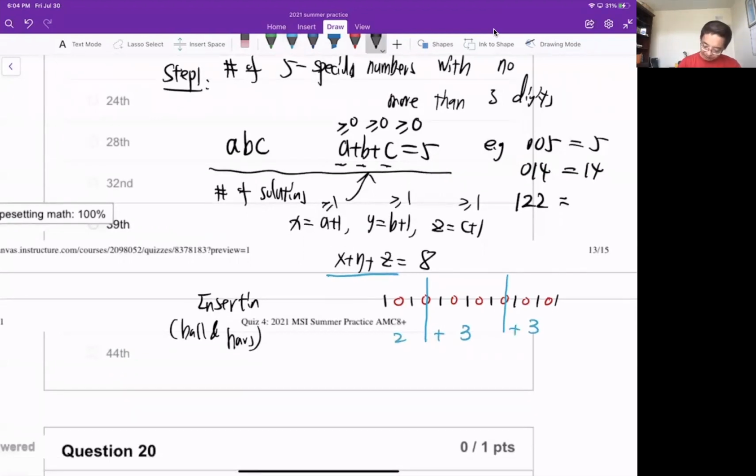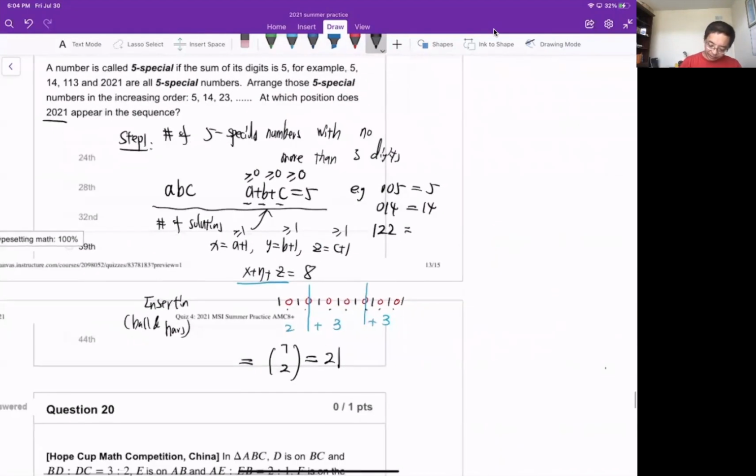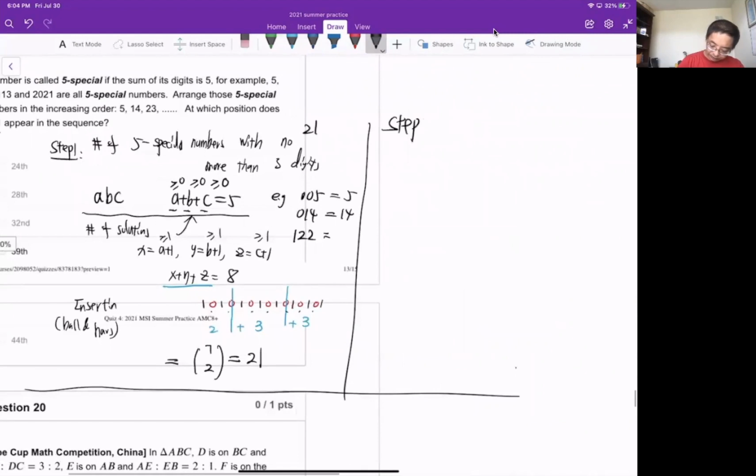So equivalently, what we need to find is, from 7 positions, 1, 2, 3, 4, 5, 6, 7, you choose 2 positions to put 2 bars, which is 21. So the number is 21. All right, now let's move to step 2.